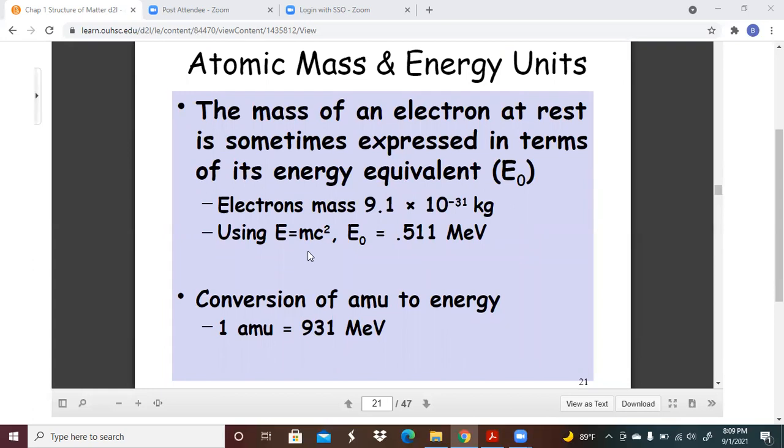So the mass of an electron at rest is sometimes expressed in terms of its energy equivalent, or E naught. Electron's mass is going to be 9.1 times 10 to the minus 31 kilograms. Using the energy mass conversion there, you find out that the energy equivalent, or the rest mass, is going to be 0.511 mega electron volts. If you convert AMUs to energy, what you find is that 1 AMU is equal to 931 MeV.